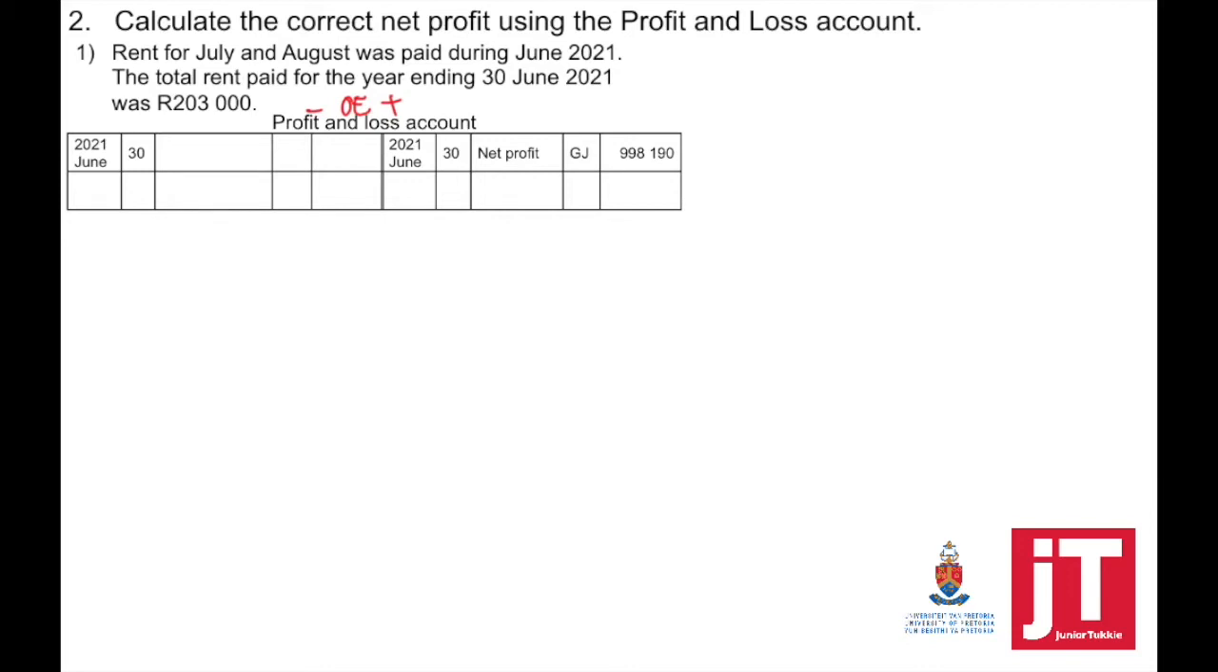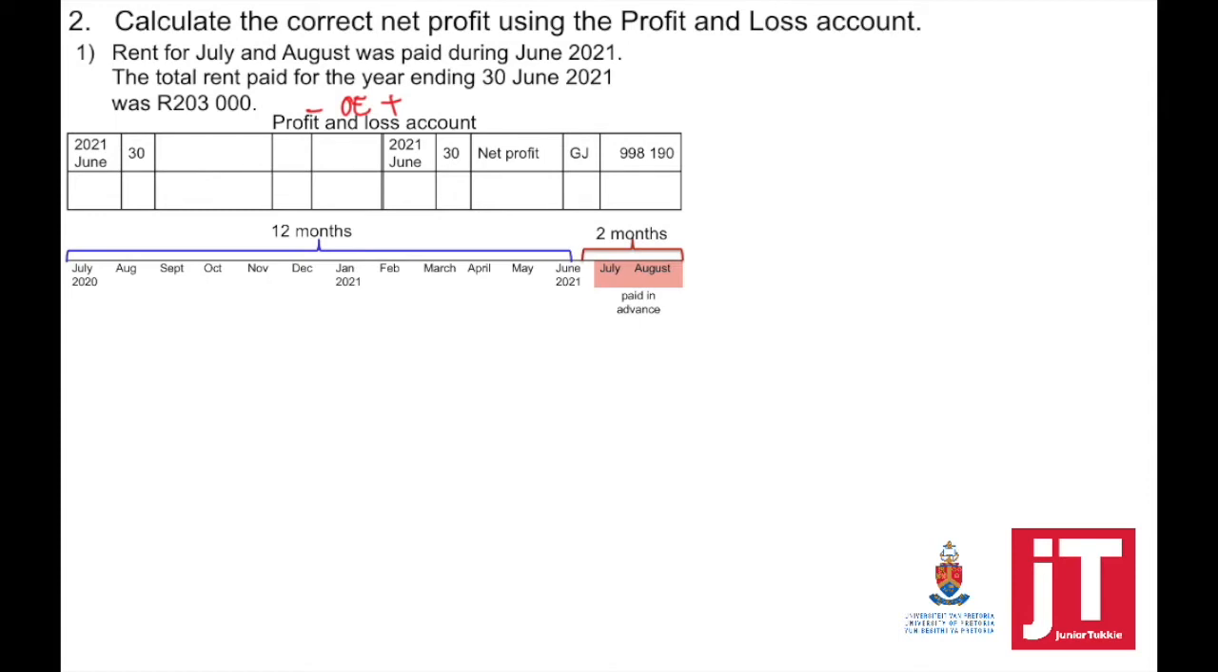Adjustment number 1. The rent for July and August was paid during June 2021. The total rent paid for the year ending 30 June 2021 was $203,000. So if I look at this, we have paid the rent for July and August, which means that is 2 months in advance. This means that 2 months must be taken out. So to calculate that, we're going to say 203,000 times 2 divided by 14.